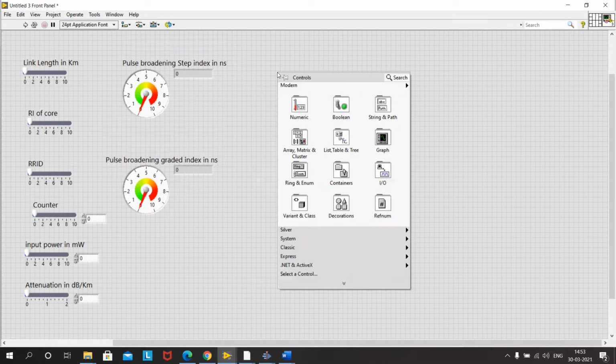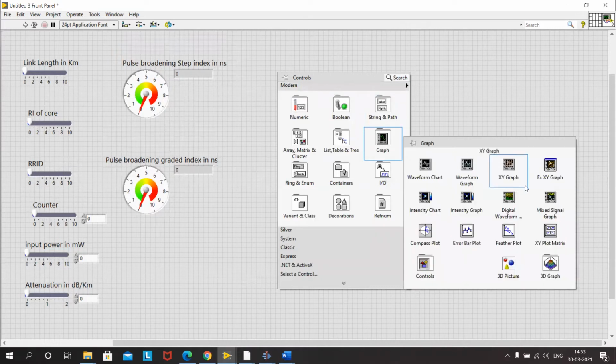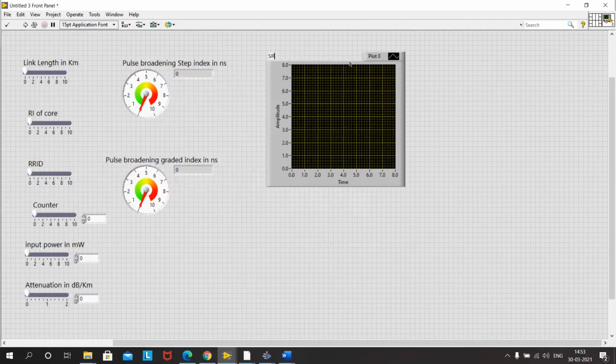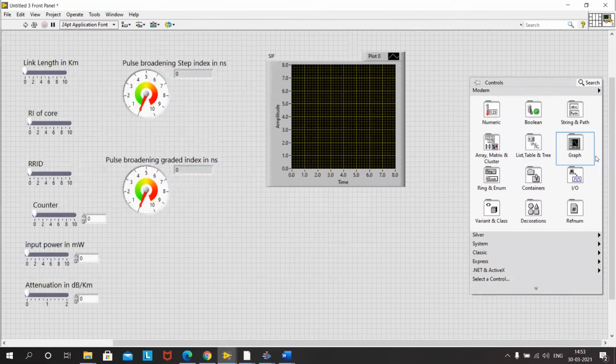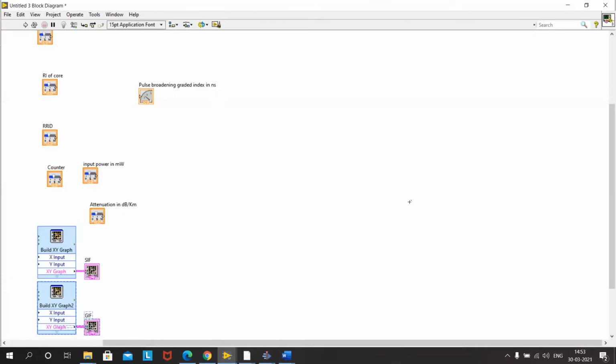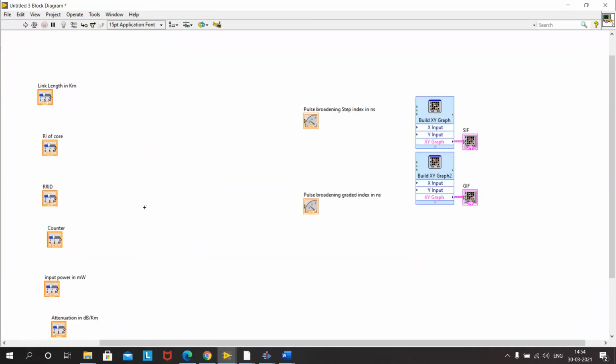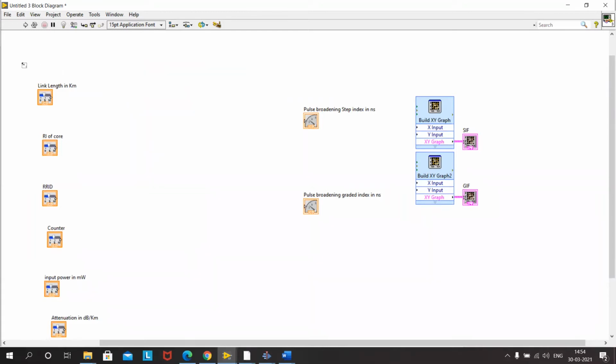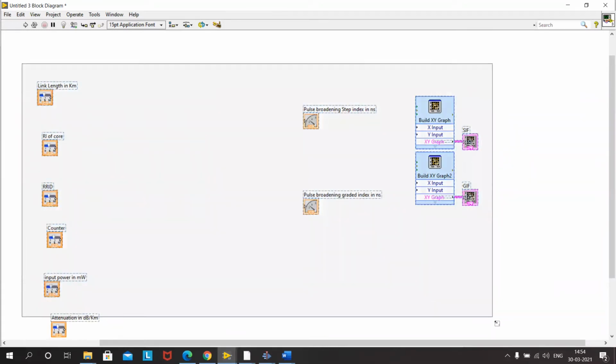we'll be selecting the gauge for the pulse broadening of graded index fiber in nanosecond. Now to see the output, we will be using the extended XY graph for step index fiber and for the graded index fiber. Now we will be making our block diagram.